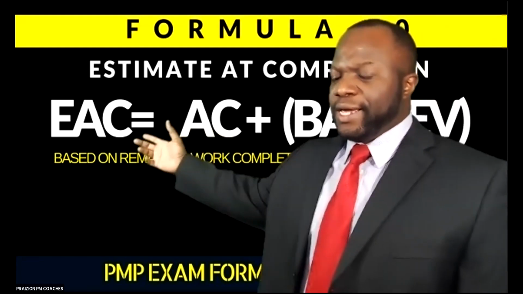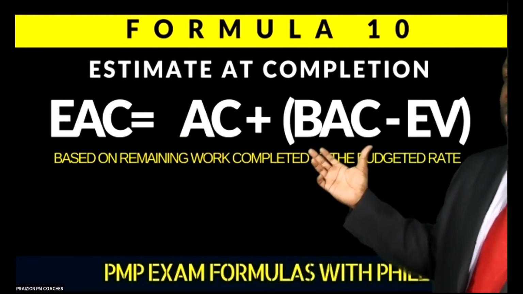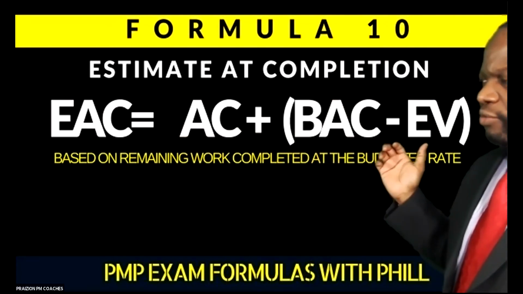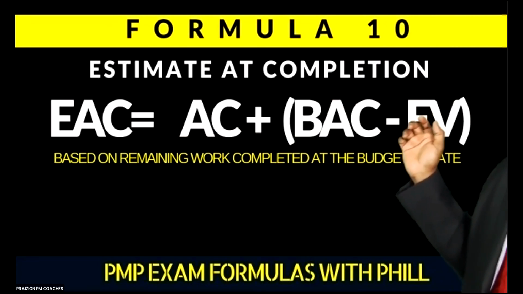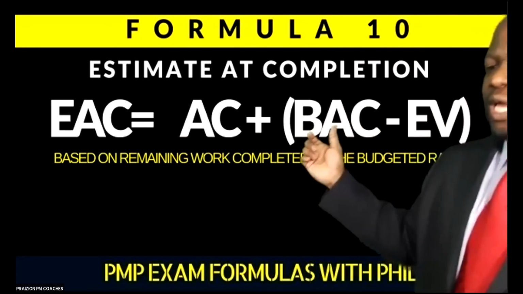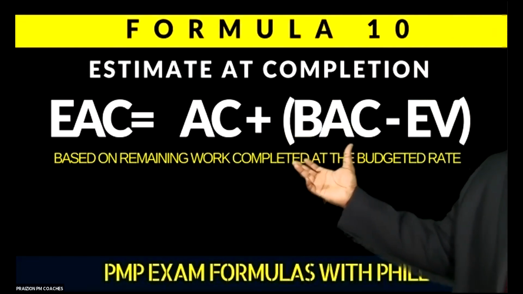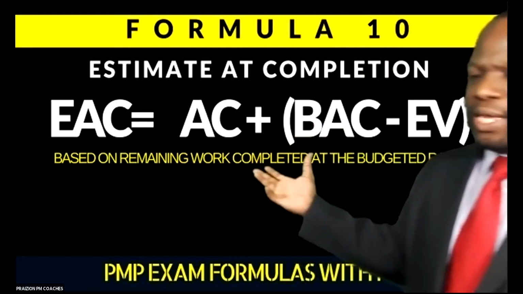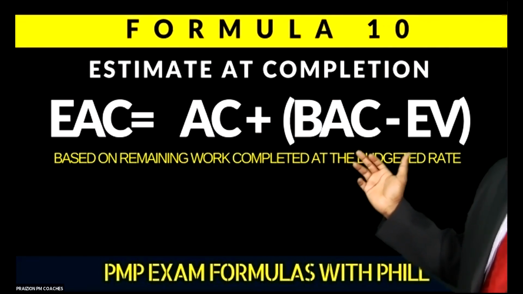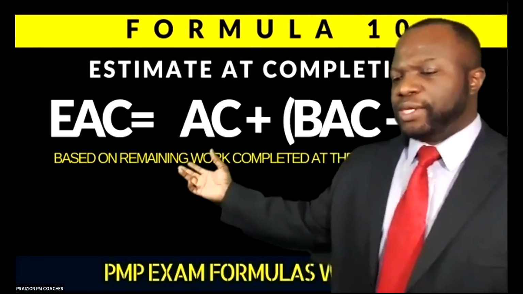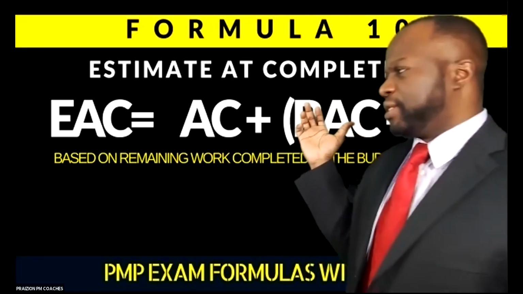So this is EAC equals the actual cost plus the budget at completion minus the earned value. Think about it. The budget at completion minus the work done will show you the work left if the budget still makes sense. So we only use this when the budget still makes sense. This is based on the remaining work completed at the budgeted rate. You see that? EAC based on the work remaining completed at the budgeted rate.